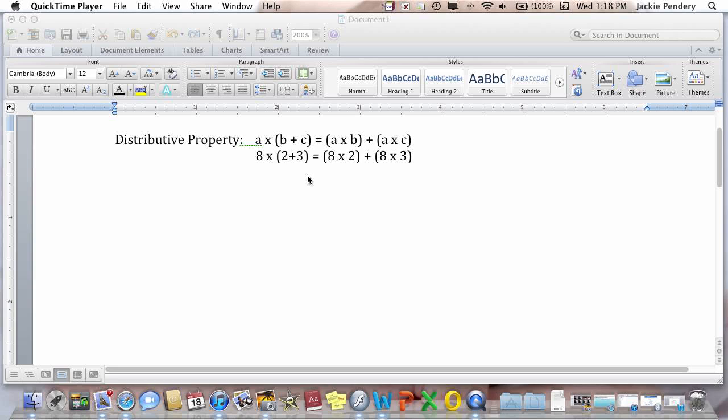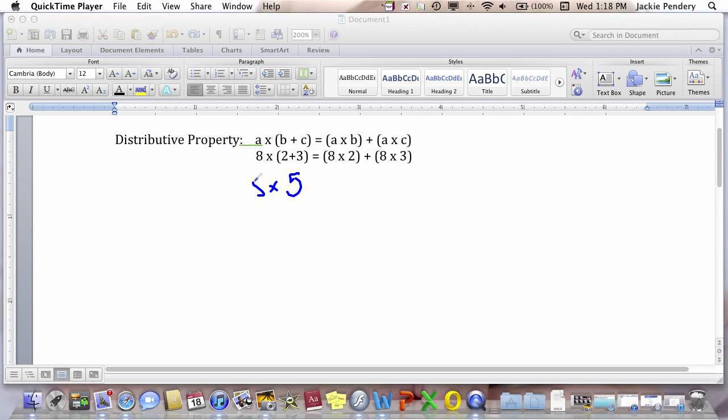So what that means in numbers looks something like this. 8 times the sum of 2 plus 3 is equal to the product of 8 times 2 plus the product of 8 times 3. So just for fun, let's go ahead and solve this, and let's actually do this using our order of operations. So I know, because of order of operations, that I have to do what's in parentheses first. And I know that 2 plus 3 is 5.